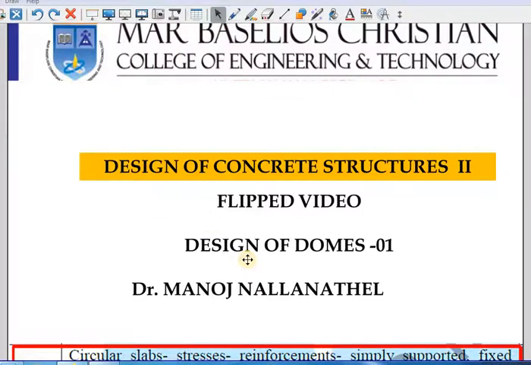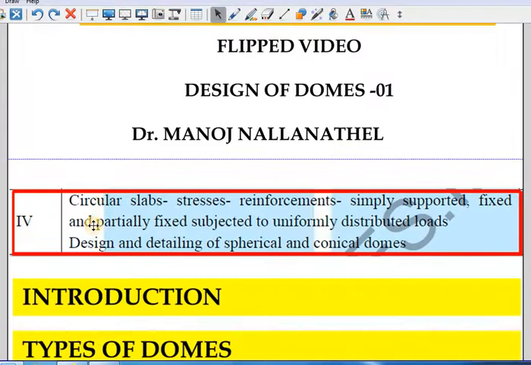This is going to be the last chapter, and in this chapter, we'll be discussing especially the design and detailing of spherical and conical domes. From a structural point of view, we have only two types of domes, because here we will be dealing mainly with spherical and conical domes.